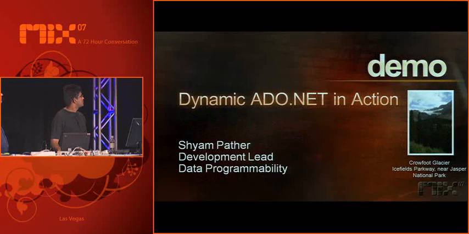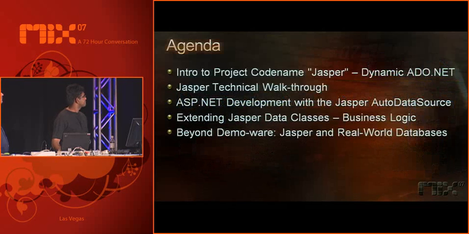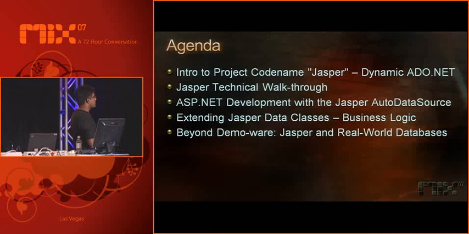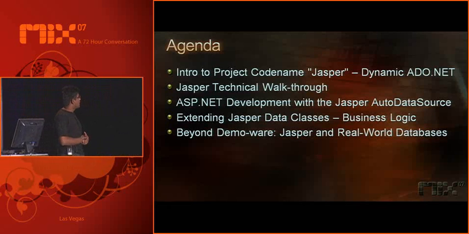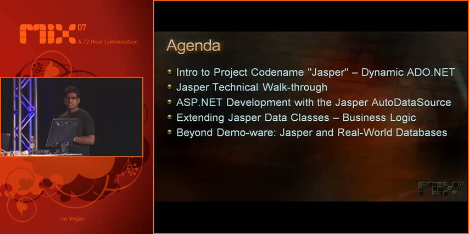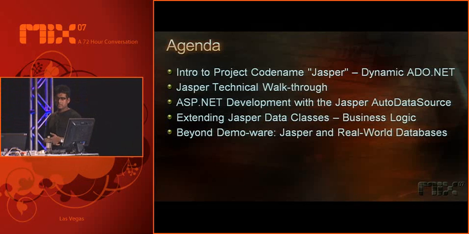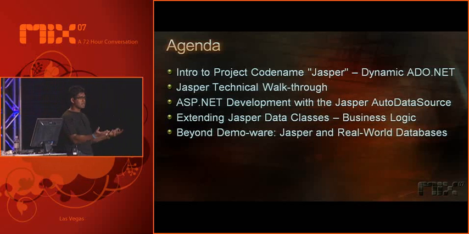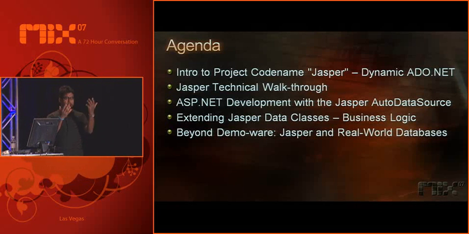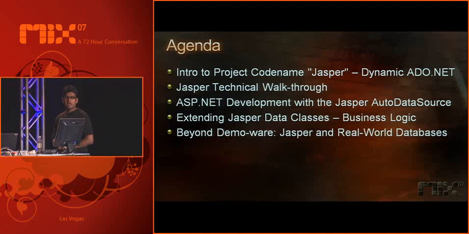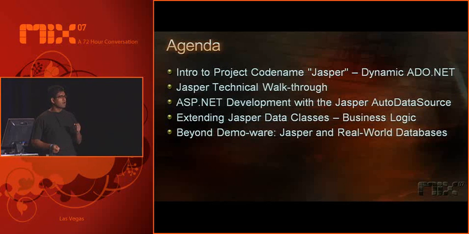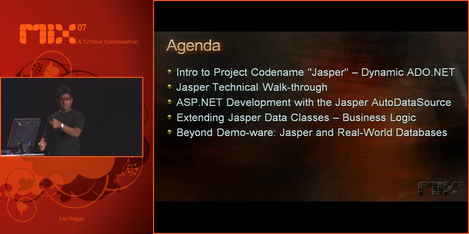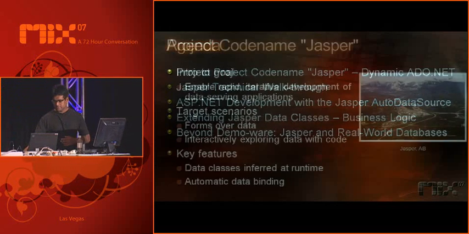All right. So this was my demo that you just saw. So this is the agenda. We're going to quickly go through a little bit about the project itself, Jasper. We'll do a technical walkthrough, talk specifically about some details of ASP.NET development, then look at extending the Jasper data classes that were auto-generated with some custom business logic and behavior that isn't just populated automatically from the database schema. And in the last section, we'll come back to the question from the gentleman in the back about how does this work with real-world databases? One aspect is database size, but there's also database complexity. And we'll talk about that in the last section.